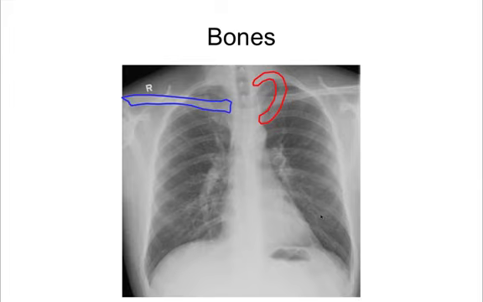Lastly, we look at the spine, and we can see the spine through the heart, which means that there is adequate penetration.